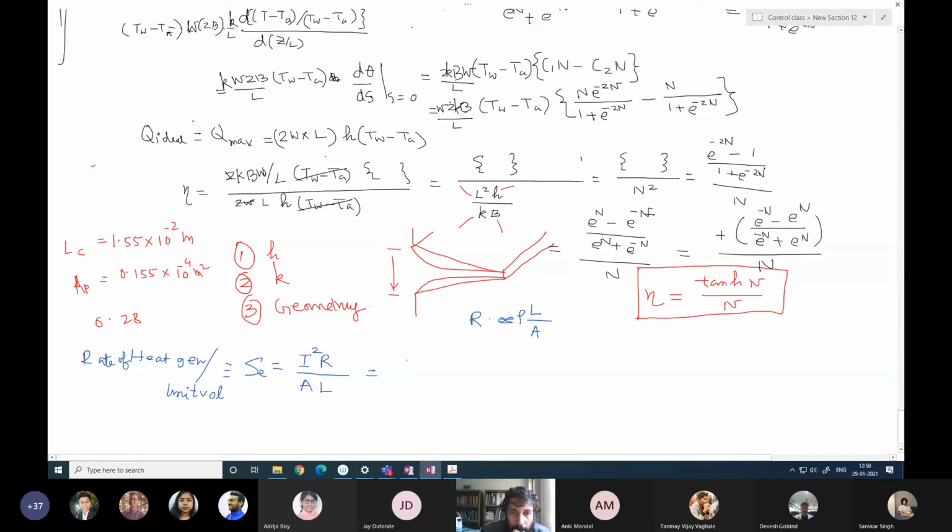So we can replace R with this expression. If we replace that, we have I square rho L by A square L, so the L cancels out. Now we denote small i equals I by A. So this is i square rho, in terms of more intensive properties. This small i is called current density. Although electrical engineers call it current density, it's not on a per unit volume basis. It is basically current per unit area, I square by A square, which is small i square. So heat generation per unit volume is i square rho. Any question on our i square rho?